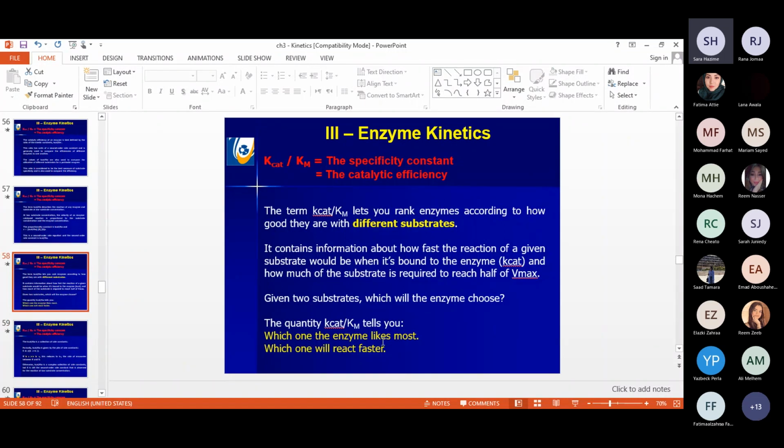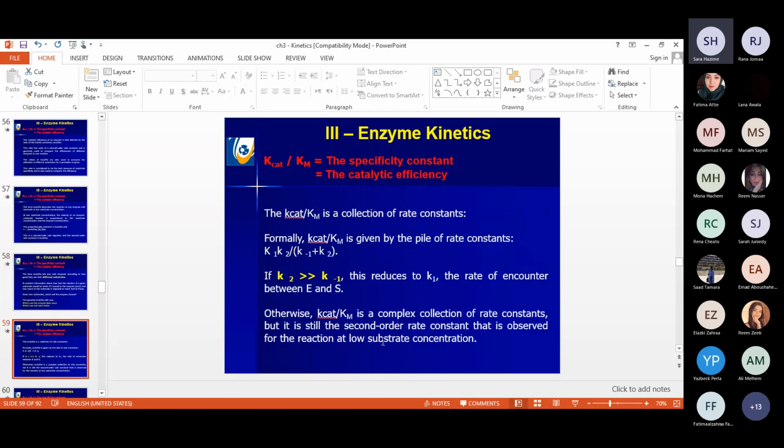So it will help you to rank enzymes according to how good they are with a specific substrate in case you have different substrates. So it will give you an idea which one the enzyme likes most among these substrates and which one will react faster. So it will give you information about how fast the reaction for a given substrate would be when it's bound to the enzyme, and this is from K-catalytic, and how much of the substrate is required to reach half of Vmax. We are talking about the concentration of substrate, meaning here Km.